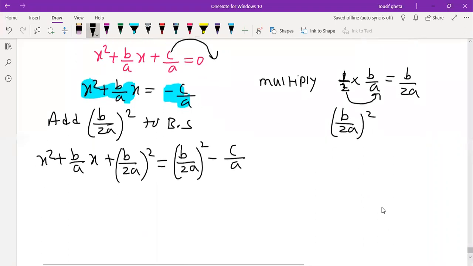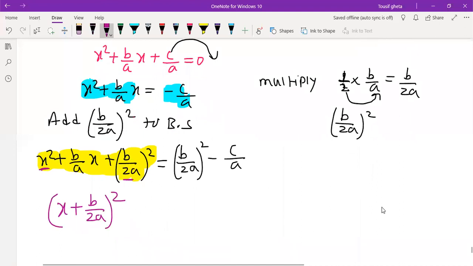Now, simplification we will do. This is nothing but a plus b whole square formula. This is a, and this is b. It is a perfect square. If you simplify this, x plus b by 2a whole square, you will get this only. Okay, this is called perfect square.